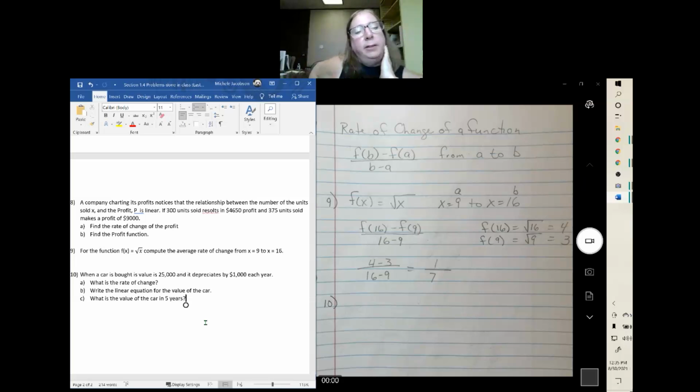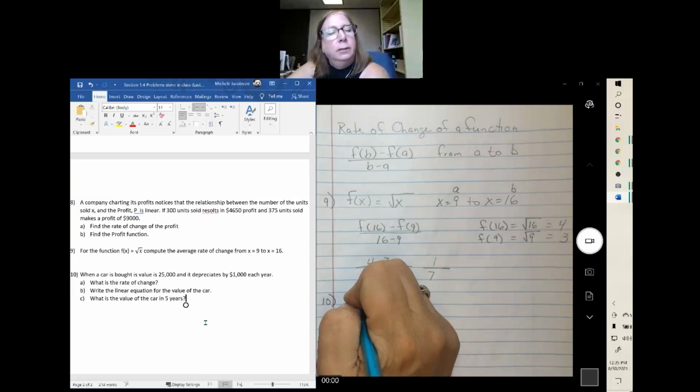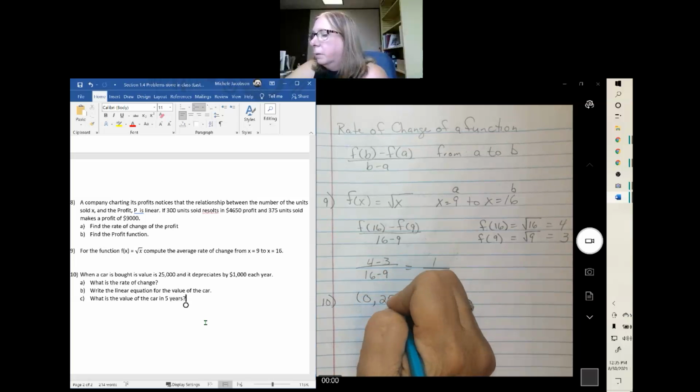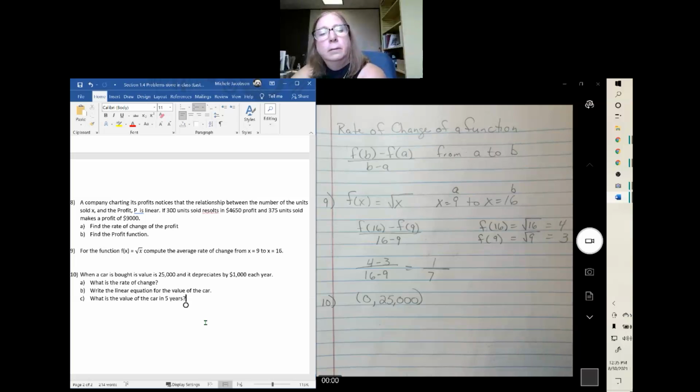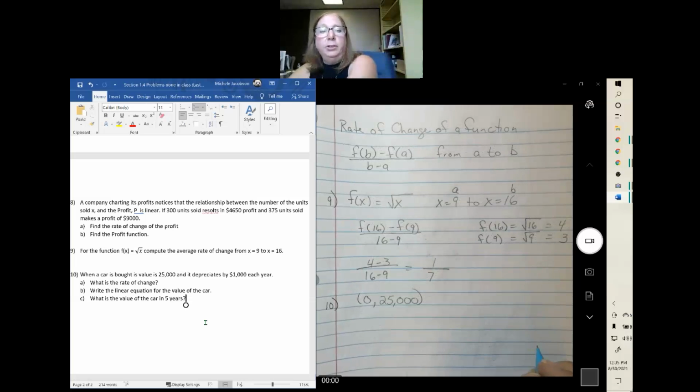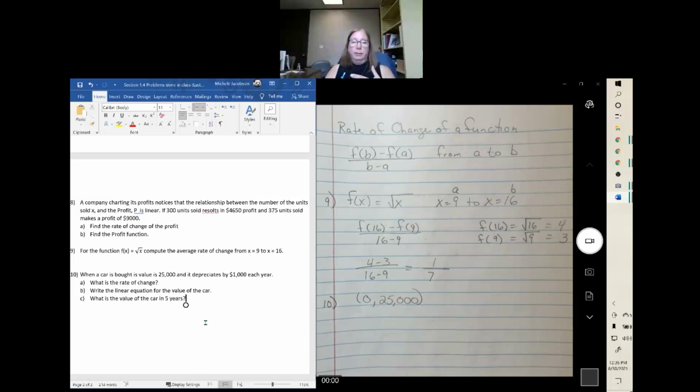When a car is bought, its value is $25,000. When you're talking about the starting time, that's your y-intercept. So if its original value is 25,000, that's at x equals 0. And then if it depreciates by 1,000 each year, that's telling you the rate of change. It's dropping by $1,000 every year.